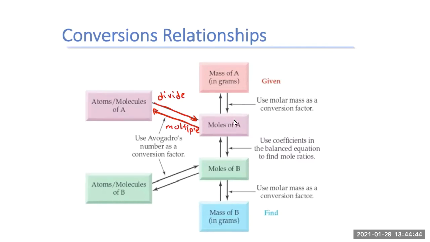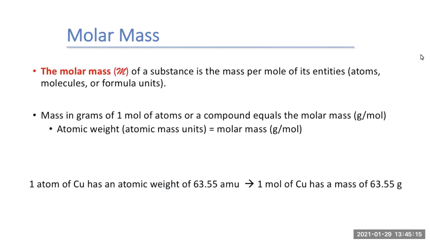So now we'll do the second part where we go between moles to mass. For that, we'll have to use the molar mass as a conversion factor. And remember, the units for molar mass is grams per mole. So you can still see the mole is part of our unit here. Looking a little closer, the molar mass of a substance is the mass per mole of its entities, whether it's atoms, molecules, formula units, doesn't matter. And then the mass in grams of 1 mole of atoms or that compound equals its molar mass, its grams per mole.